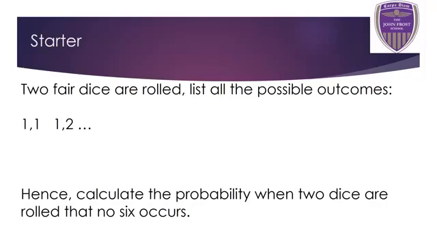And once you've done that, I want you then to calculate the probability that when two dice are rolled, no 6 occurs on the roll. Okay, so pause the video now and have a go.